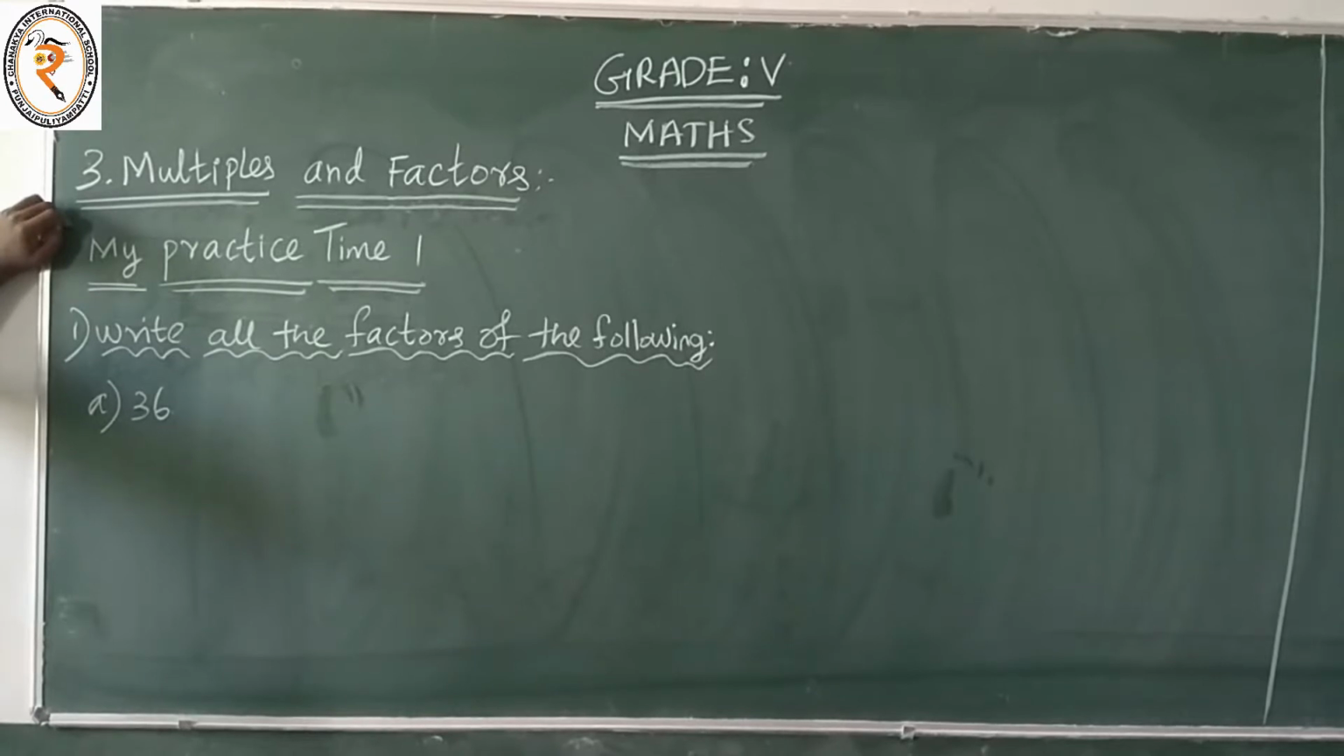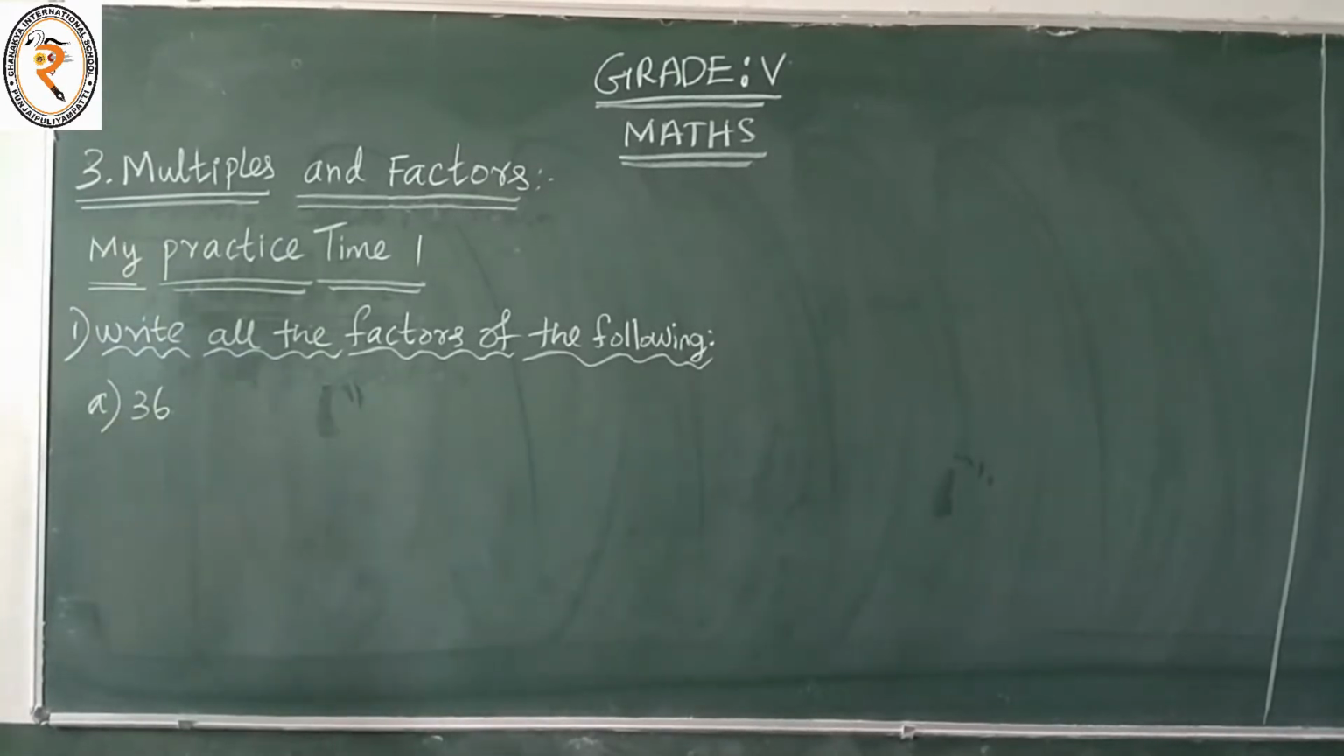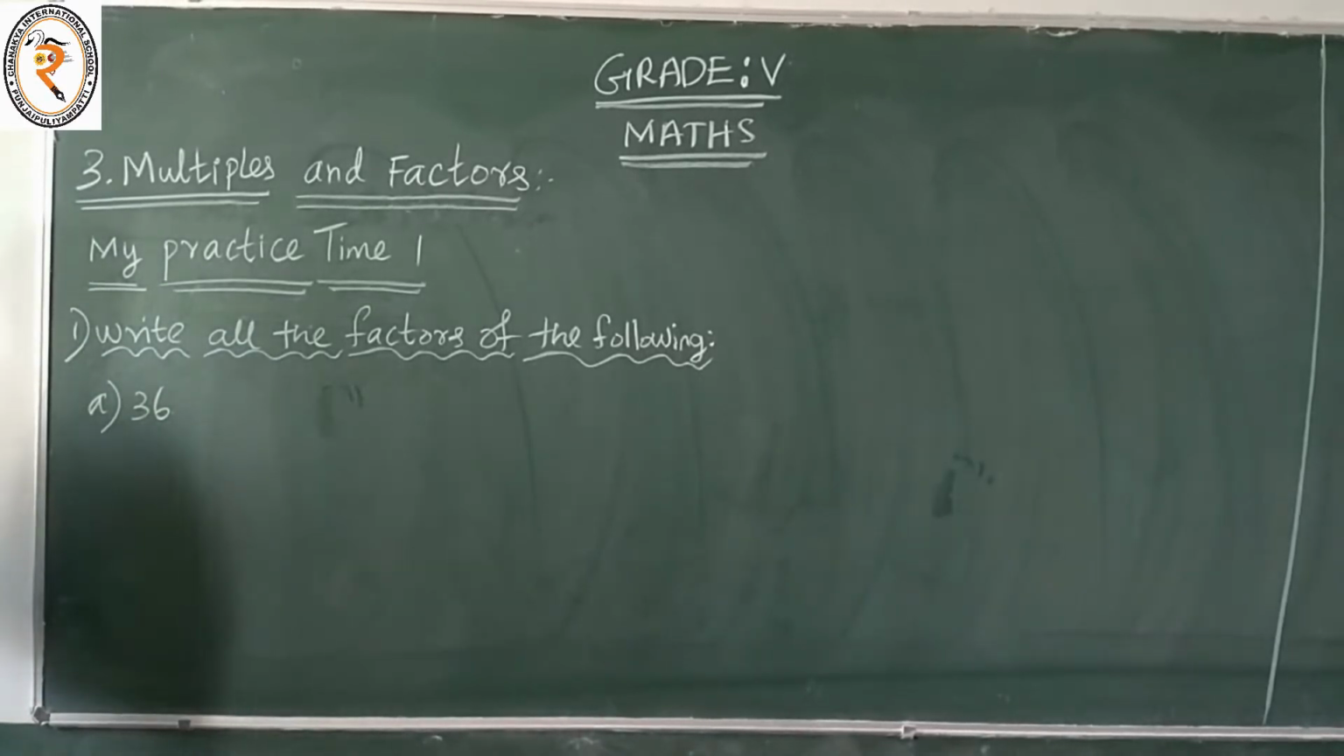Multiples and factors. My practice time, question number 1. Write all the factors of the following. Question A: 36. Write the factors of 36.